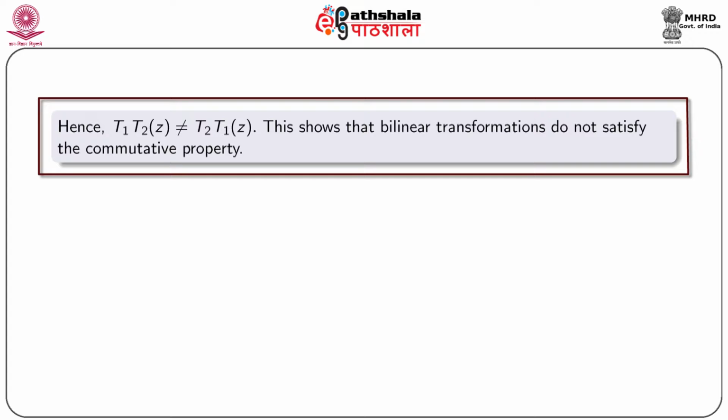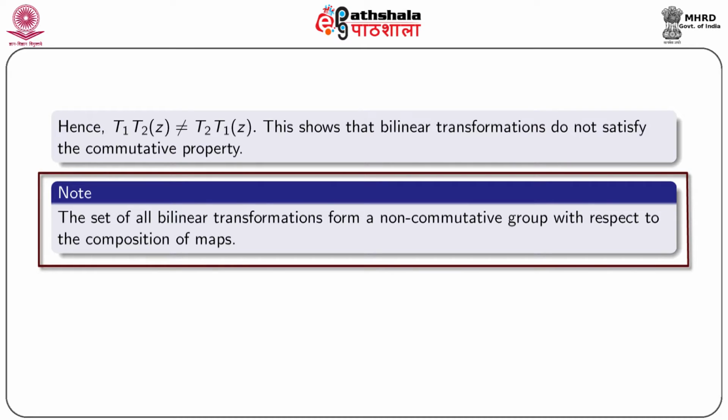Since T1 T2 of Z is not equal to T2 T1 of Z, we say that bilinear transformations do not satisfy the commutative property. So, the set of all bilinear transformations forms a non-commutative group with respect to the composition of maps.